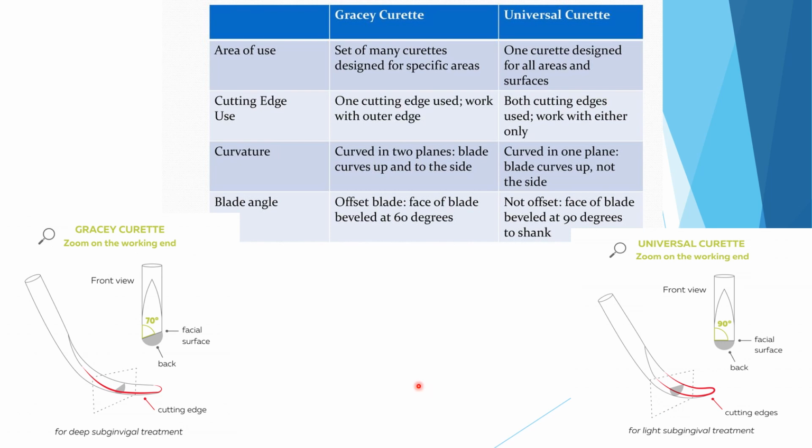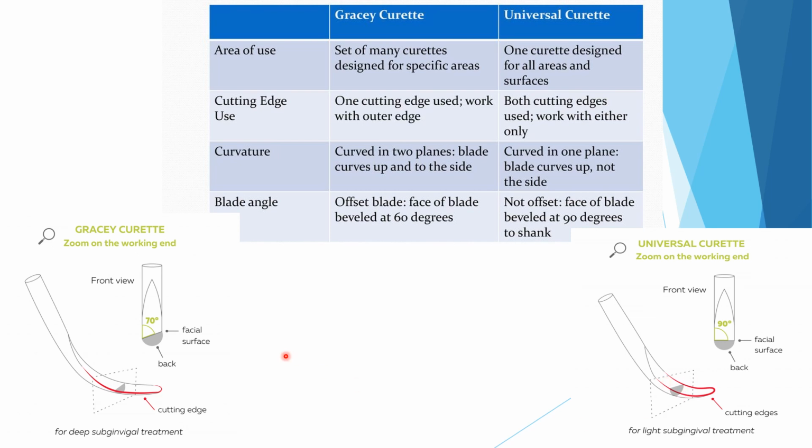And the curvature: it is curved in two planes in the case of Gracie curettes, that is, the blade curves up and to the sides. So it is curved in two planes. Whereas the universal curette is curved in one plane, that is, this blade curves up, not to the sides.